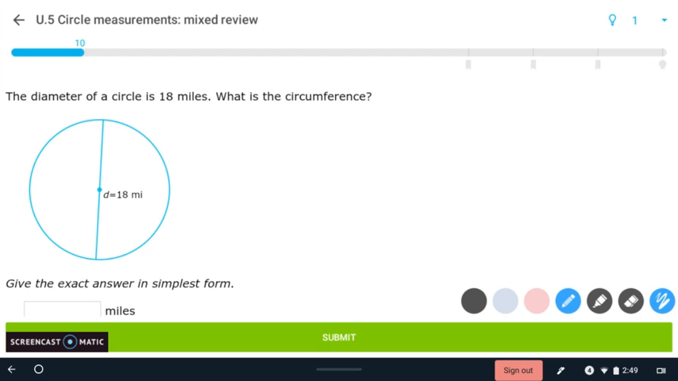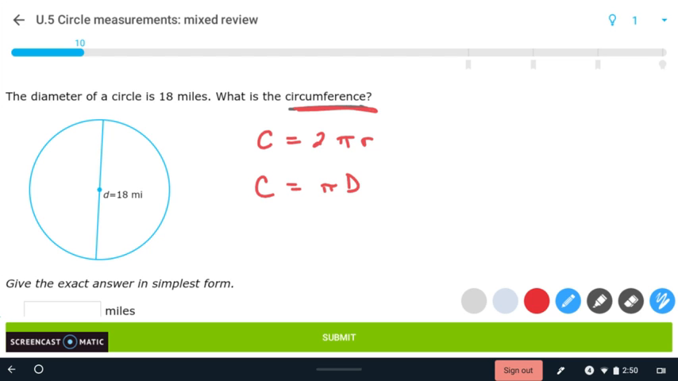Quickly skimming through this problem, we have the diameter of the circle is 18 miles. What is the circumference? So we want to calculate the circumference, and there are actually 2 different ways that you could do that. There are 2 formulas. Possibly the more popular formula is circumference equals 2 pi r. We also have the formula circumference equals pi times the diameter. Take a moment and look at it. Which one do you think is more useful here?